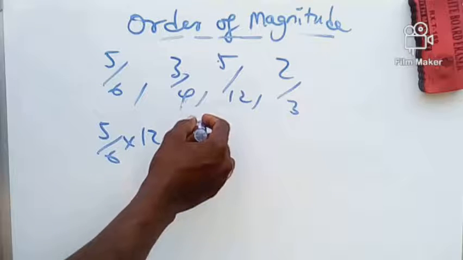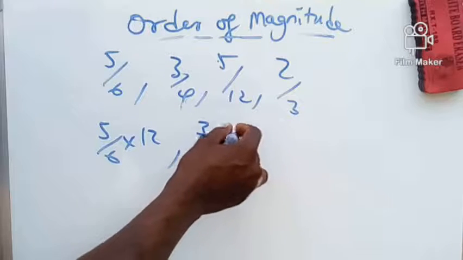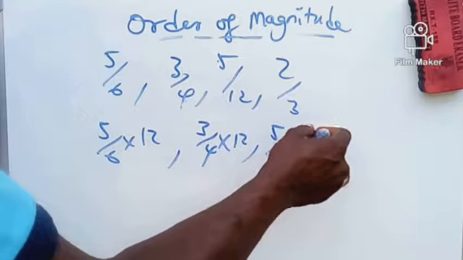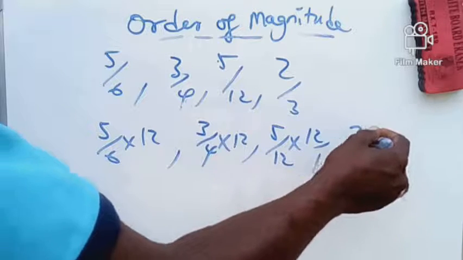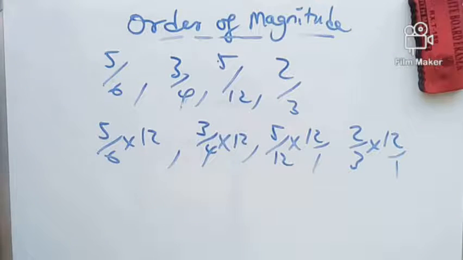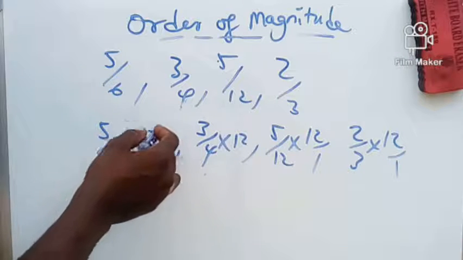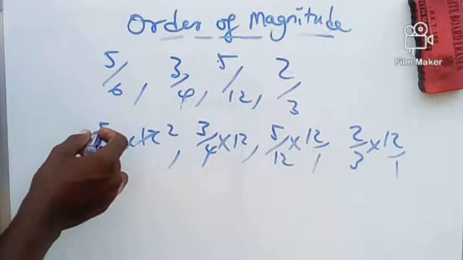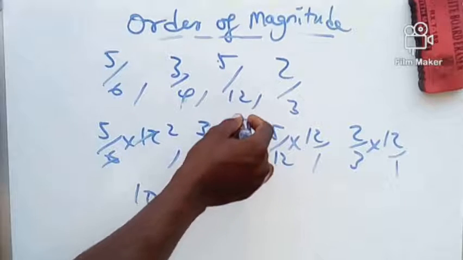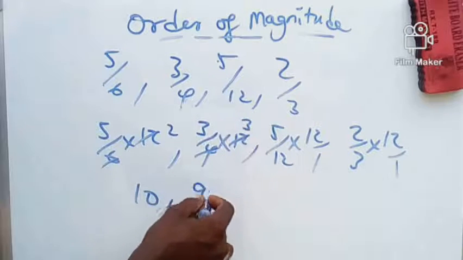Then we take the second fraction, 3 over 4, multiplied by the LCM, 12. We take the third fraction, 5 over 12, multiplied by the LCM, 12. We take the last fraction, 2 over 3, multiplied by the LCM, 12. And after which we evaluate. 6 can go into 12, and you have what? 2. So you have 5 times 2, and that is 10. 4 can go into 12, and you have 3. 3 times 3 is 9.